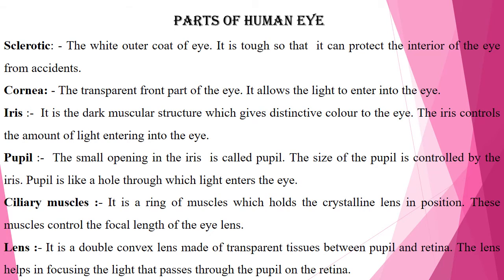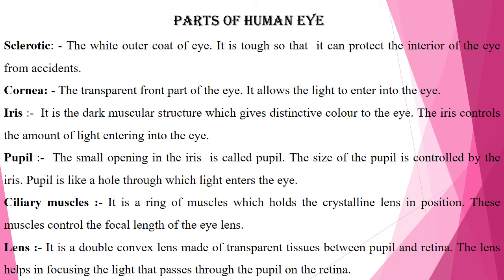Iris, as you saw, it is a dark muscular structure which gives distinctive color to the eye and it controls the amount of light entering into the eye. Pupil, it's a small opening in the iris. The size of the pupil is controlled by the iris.